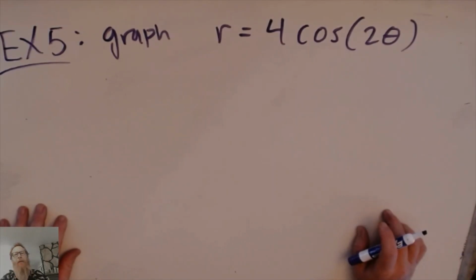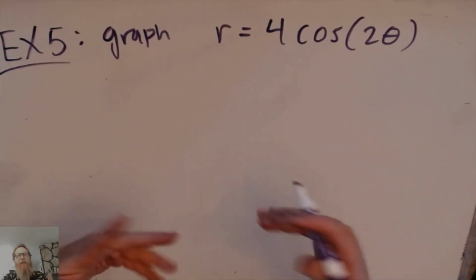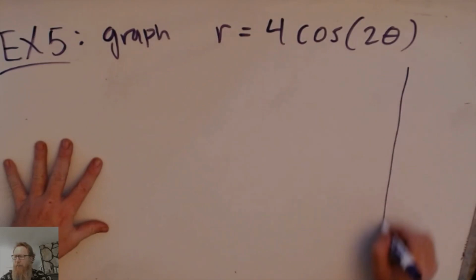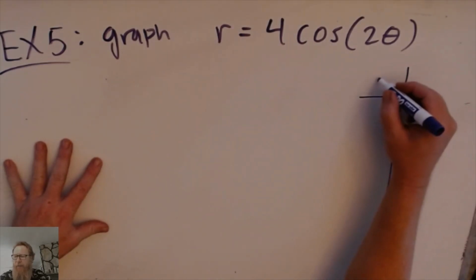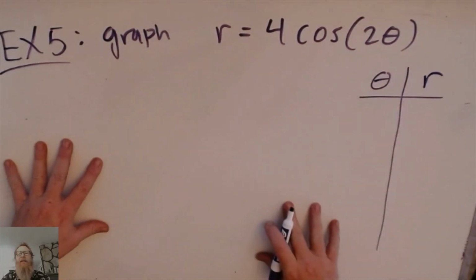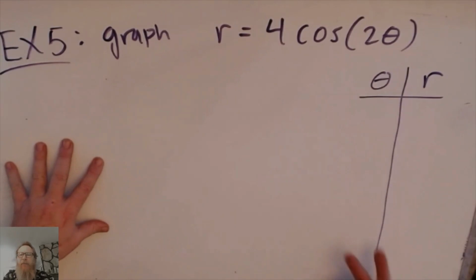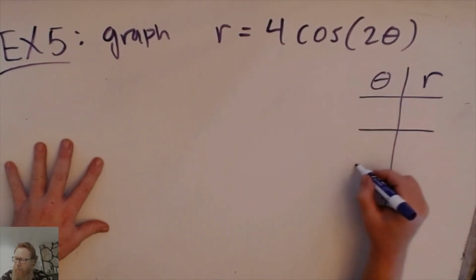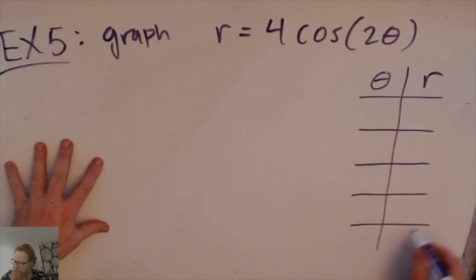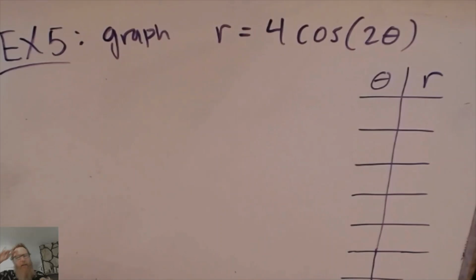Okay. Before I break out the graph paper, let's just go ahead and make a table of values that we can get going. So remember, theta kind of acts like x, and r depends on theta. It doesn't really matter what order you put the chart in. I like to put them in the same way that I did x and y in algebra.